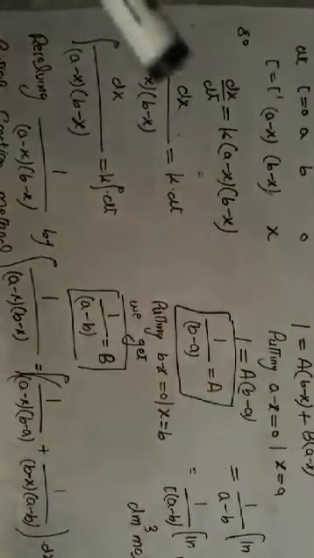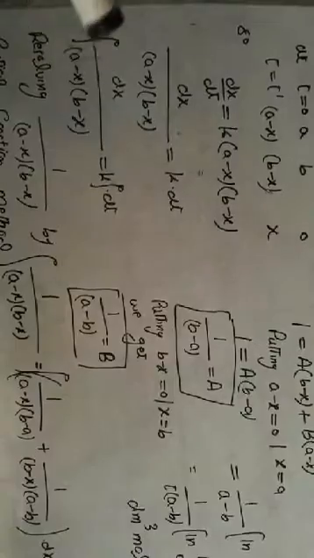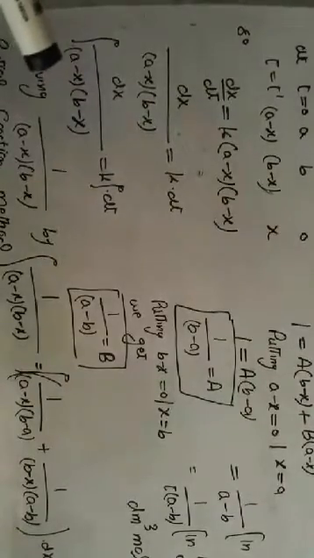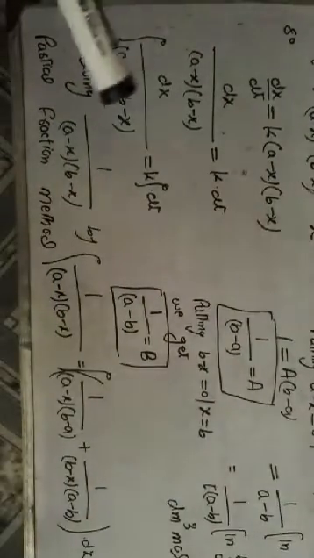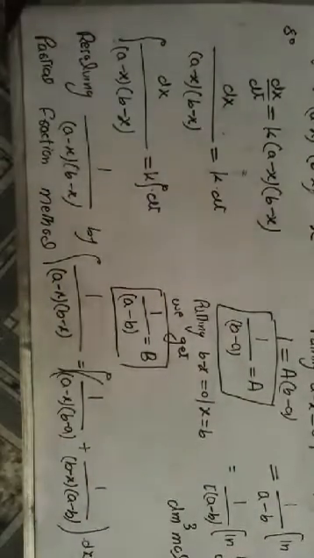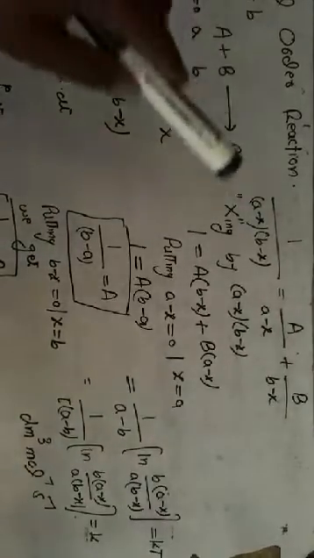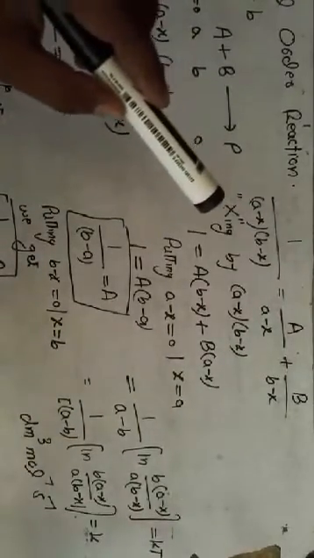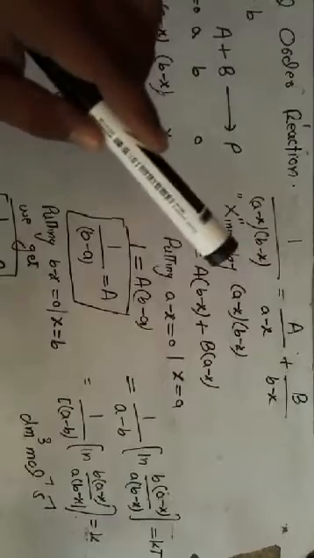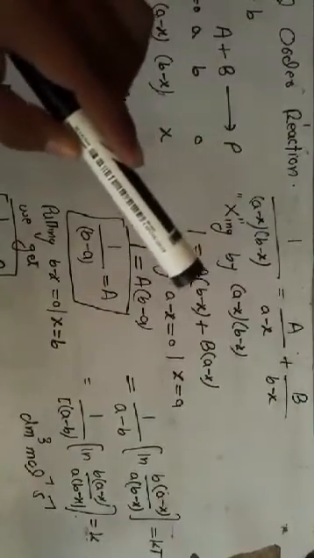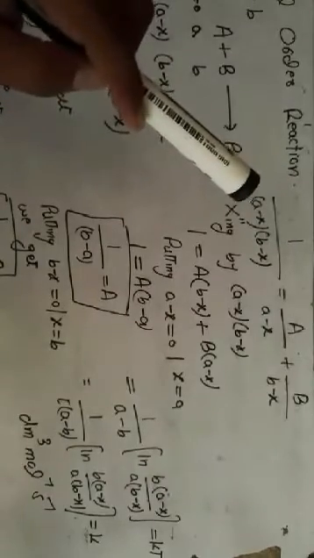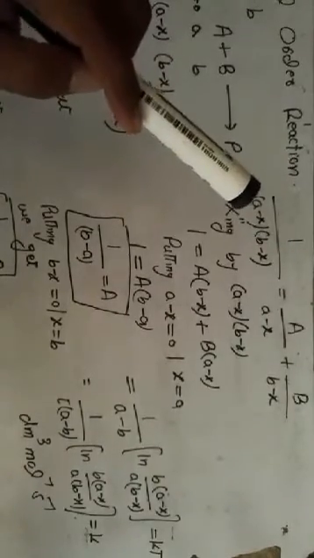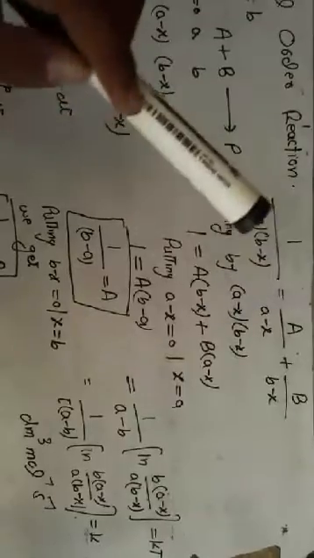Now we integrate this equation and we put the integration signs on both sides. This term is resolved by the partial fraction method. So now we will discuss the partial fraction method. This is the equation: 1 over A minus x into B minus x is equal to A over A minus x plus B over B minus x. In this equation, we put A divided by A minus x and we put B divided by B minus x.